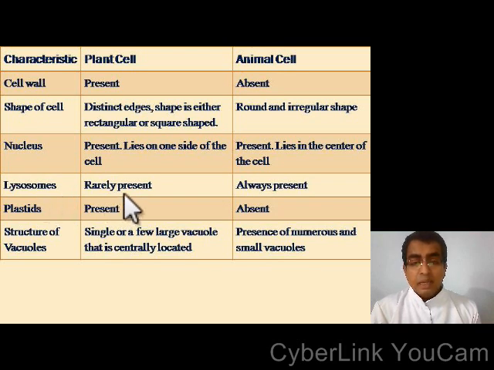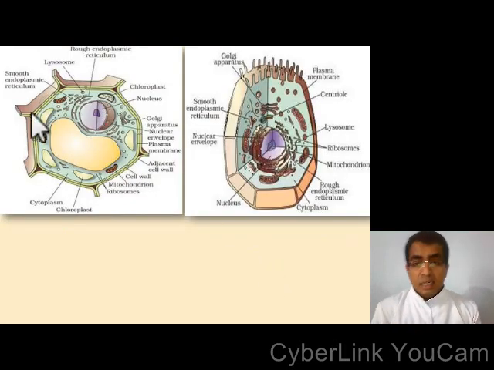Lysosomes are rarely present in plant cells, but lysosomes are always present in animal cells. Plastids are present in plant cells, whereas plastids are absent in animal cells. As for vacuoles, single or few large vacuoles are present, centrally located in plant cells, whereas numerous and small vacuoles are present in animal cells. You can see the structure here: cell wall, a large vacuole, chloroplast, which is a plastid. Here you can see there is no cell wall, no chloroplast, and very small vacuoles are present.